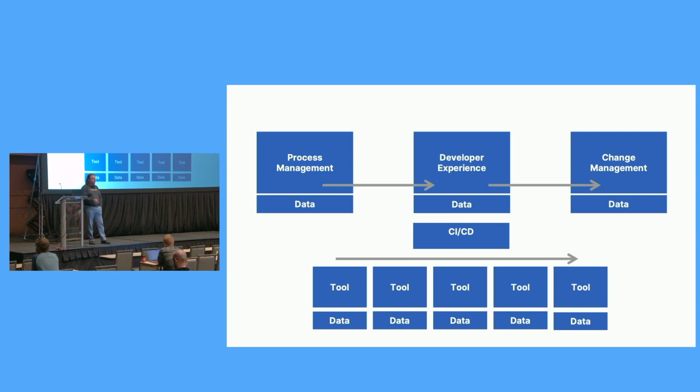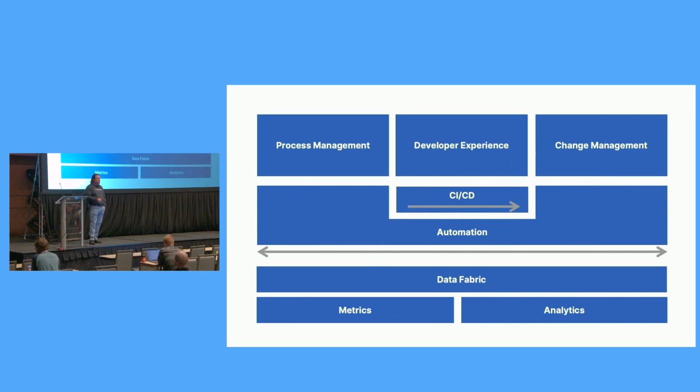So what we want to get to is a process where process management, developer experience, and change management have automation, so CI/CD is still going from left to right, but our automation allows us to go either direction.